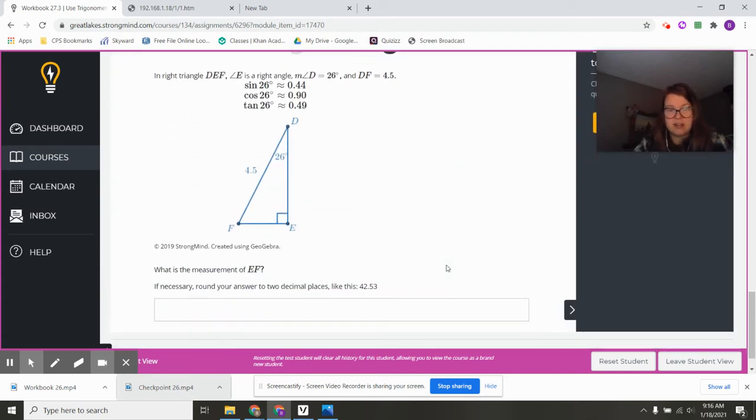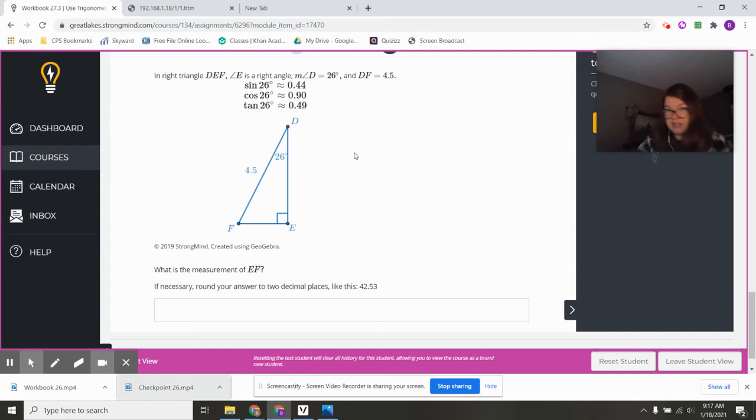So these are frustrating for me because they gave us this decimal approximation, and the decimal approximation gives us one answer, and the actual answer is something else. So it's really sad. So we have the measure of EF, which is what we want to find. We are given the hypotenuse. So EF compared to 26 is the opposite. Opposite and hypotenuse have to do with sine.